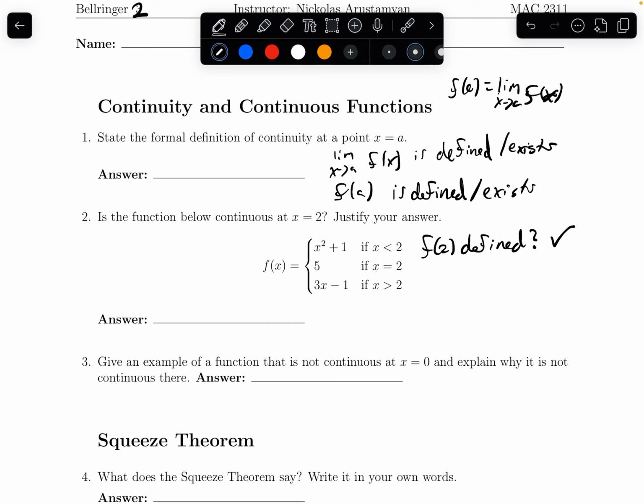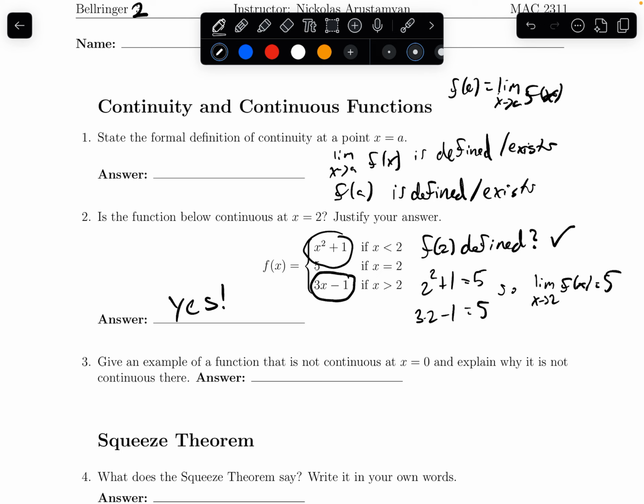As we go from the left-hand side, the limit we'd have to check here would be 2 squared plus 1, which is 5. Now on the right-hand side, we take the limit of this function, which would be 3 times 2 minus 1, which is also 5. So since the left-hand limit and the right-hand limit are equal, the two-sided limit is defined, and it's going to be whatever they are equal to. So we can write the limit as x goes to 2 of f of x is equal to 5. And notice f of 2 is equal to 5 as well. Since they're both equal to each other, we could say yes.